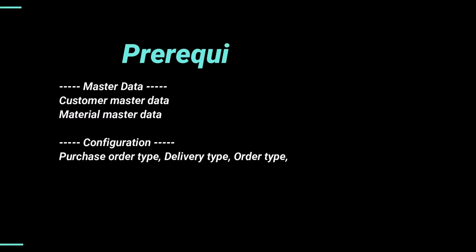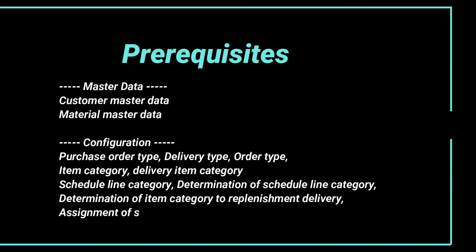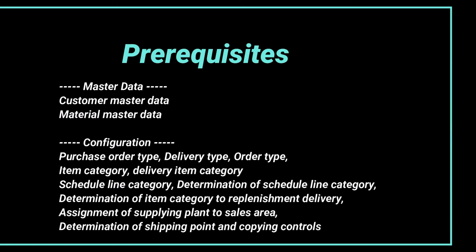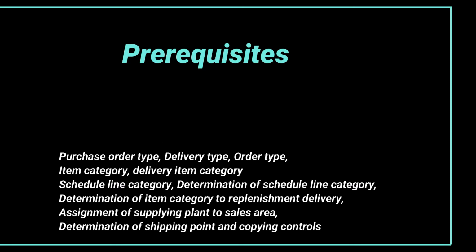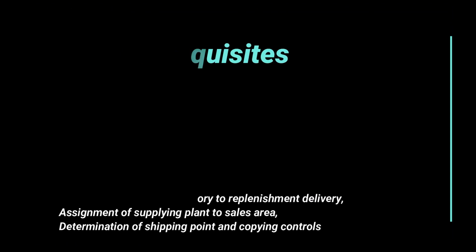Prerequisites for this process are the customer master that represents the receiving plant, the material master that needs to be moved from one plant to another, and STO configuration. As part of this STO configuration, we need a purchase order type, replenishment delivery type, order type, item category, schedule line category, determination of schedule line category, determination of item category to replenishment delivery, assignment of supplying plant to sales area, determination of shipping point, and copying controls.